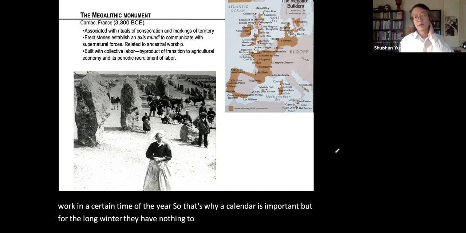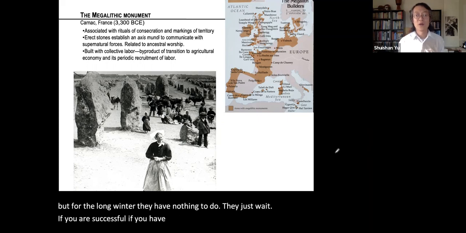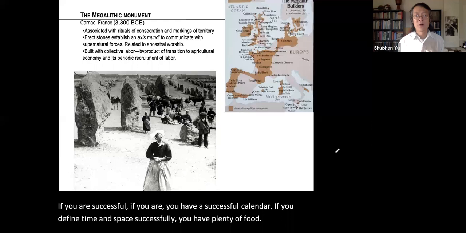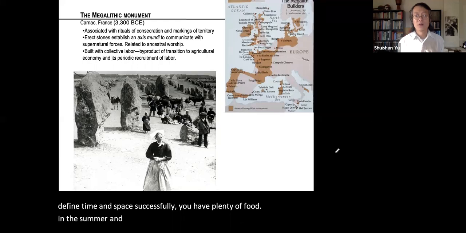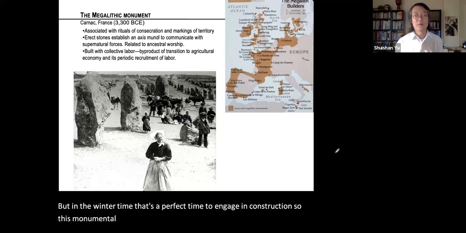They just wait. If you have a successful calendar, if you define time and space successfully, you have plenty of food in the summer and the fall to preserve you from the harsh winter. But in the winter time, that's a perfect time to engage in construction. So this monumental structure is made more possible by the settled life.